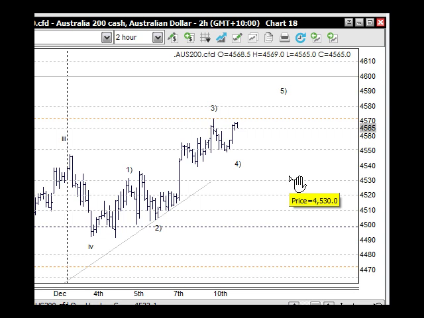We're just sort of mindful that you always get the opposite of what you see. So we're just mindful of a little correction in the market. But let's have a look at the copper market.